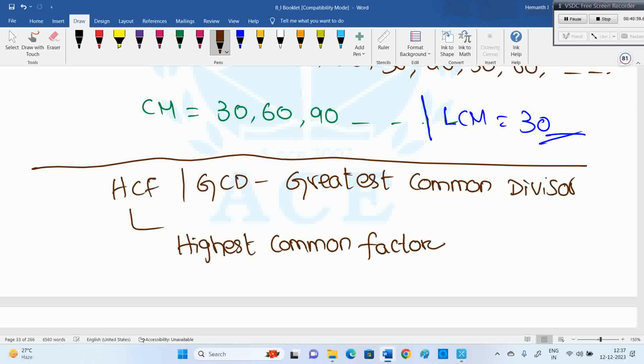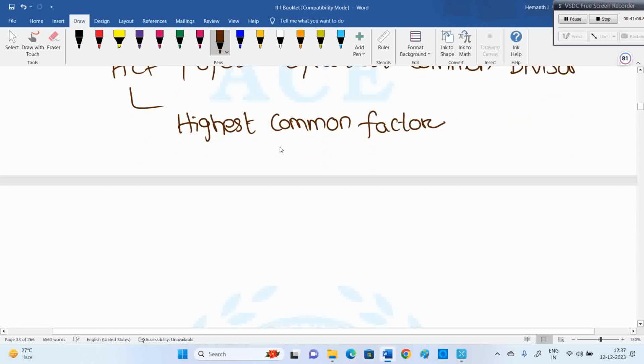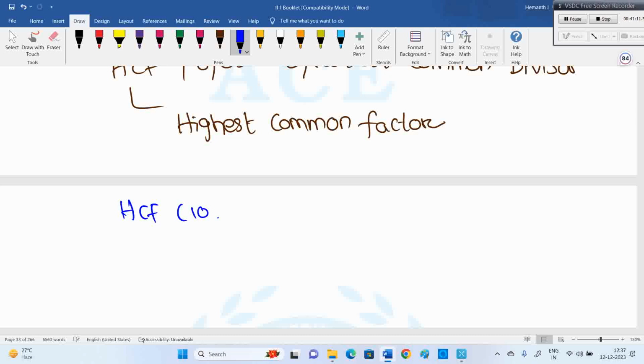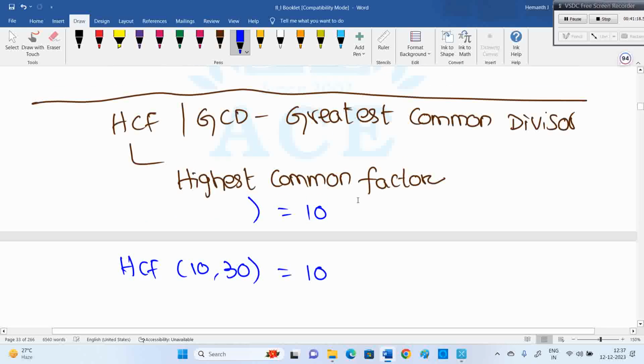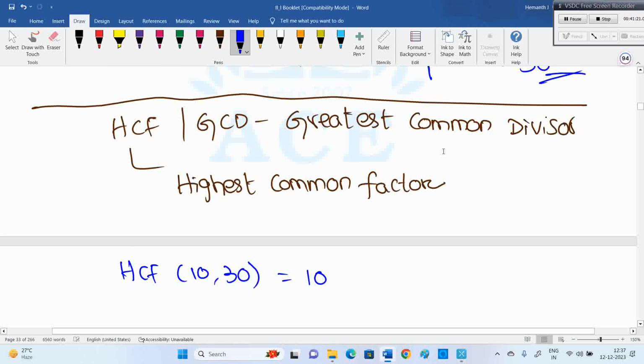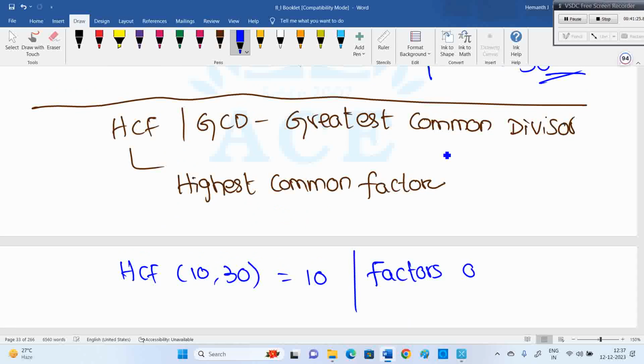Let us take, I want HCF for 10 and 30. Everyone knows HCF for 10 and 30 is 10. But how you got that, we'll see here. The basic procedure is first write the factors for 10. What are the factors of 10? 10 is divided by which numbers? 1, 2, 5, 10.